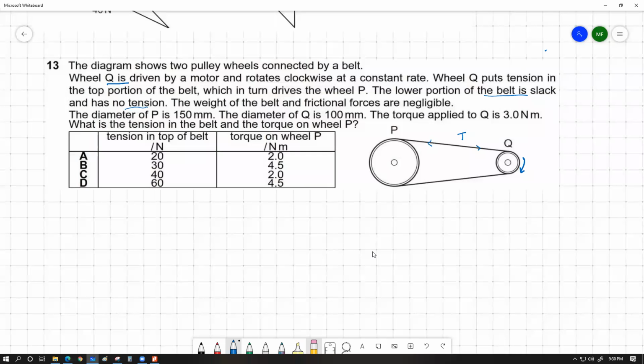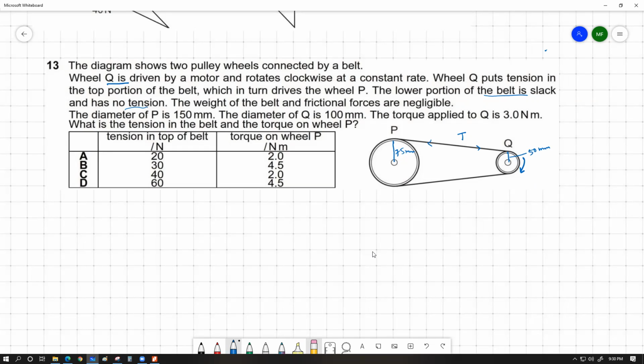The diameter of P is 150 millimeter. So এইটুকুর diameter হচ্ছে 150. So I'm gonna label the radius over here. So might as well get rid of the whole line. The radius of this thing is 75 millimeter. If you wonder why am I going for labeling the radius, because that's what we're going to need to do the calculation.